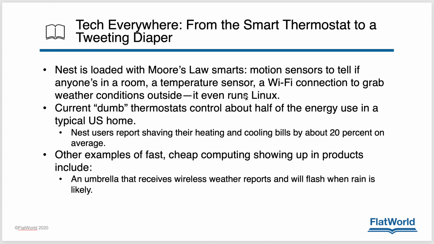Other examples we could talk about is an umbrella that receives wireless weather reports and will flash when rain is likely. I've not heard about this. I've not seen one. That still doesn't stop me from leaving my umbrella in the car when I'm in the office and the rain starts, and the umbrella could have been flashing for a half hour and I never would have seen it. Or I'm in my car and oops, it's starting to rain, and I didn't see the flashing umbrella because it's in my office instead of with me in the car.